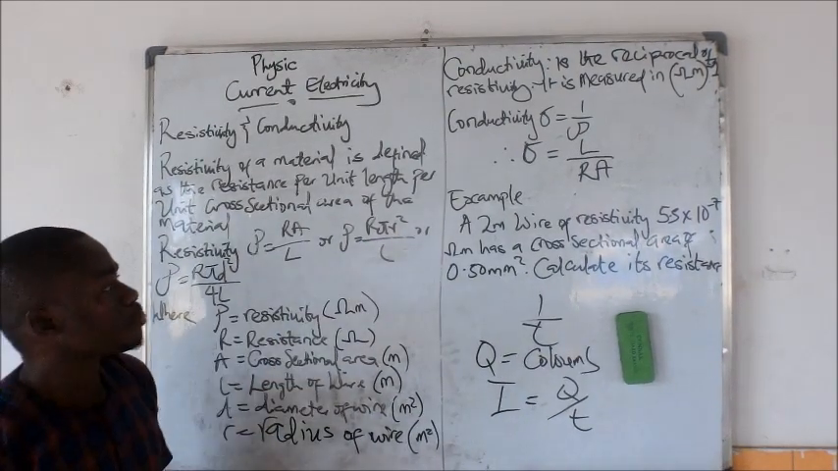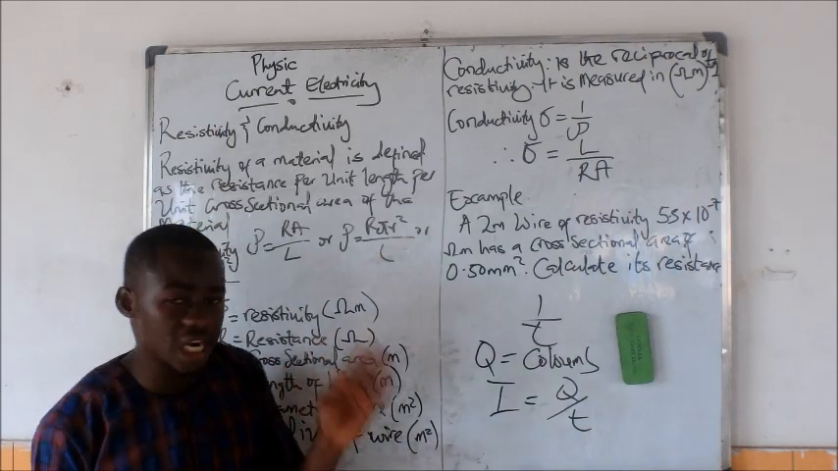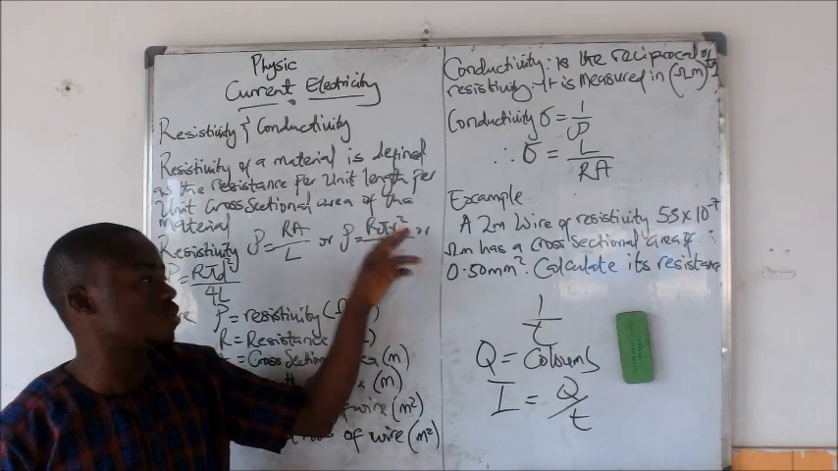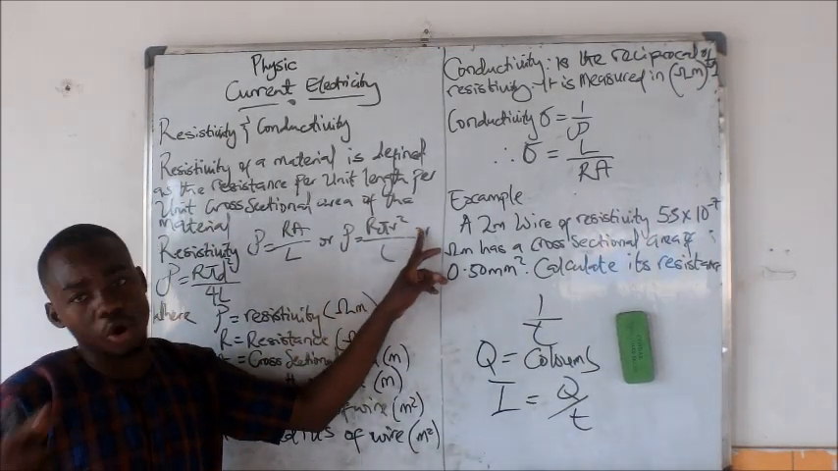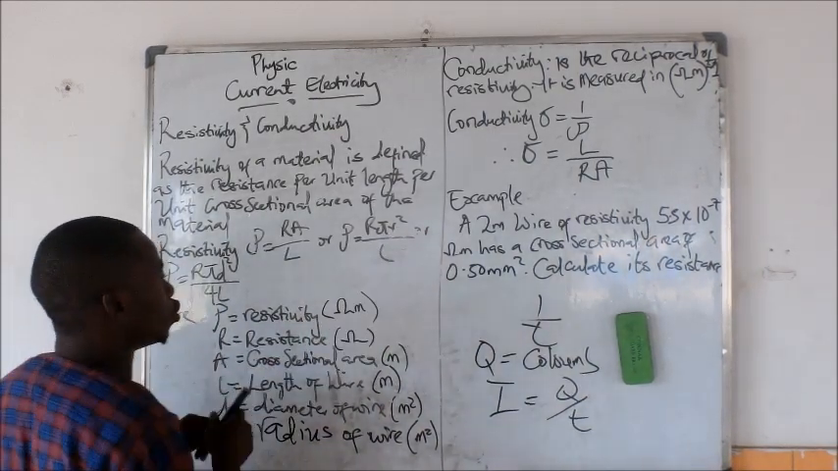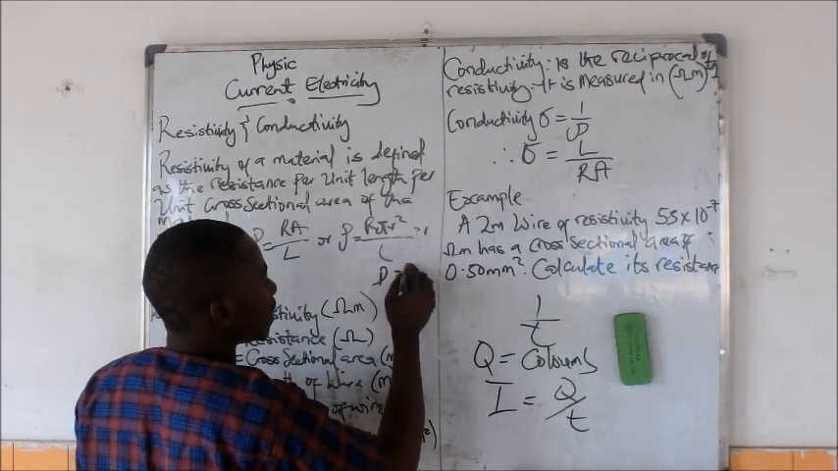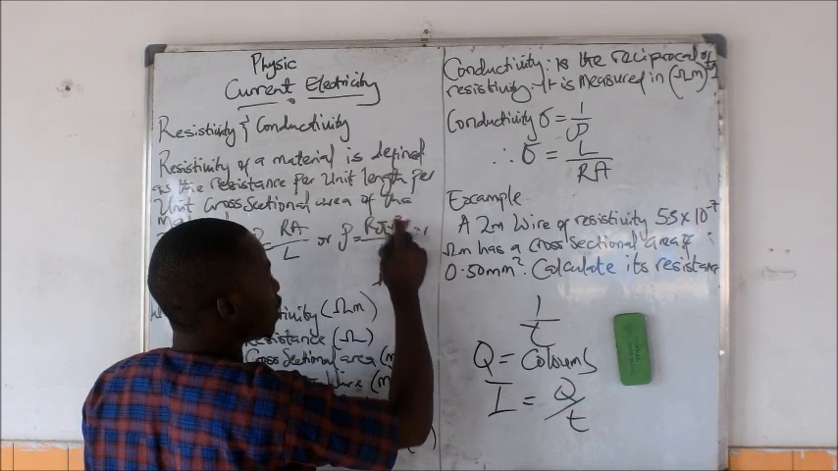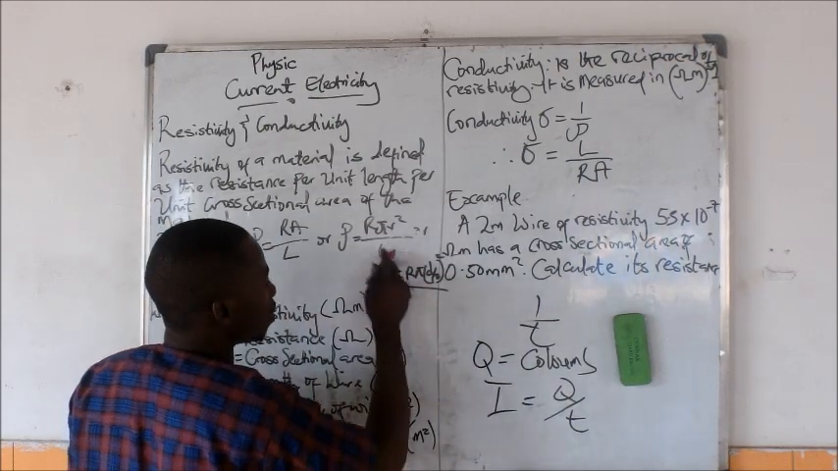Now, if the area you are given is in the form of diameter instead of radius, we know that r is equal to D over 2. So if you substitute r equal to D over 2, what you have here is resistivity equal to R pi, the radius is D over 2, so you have D over 2 all squared, divided by L.